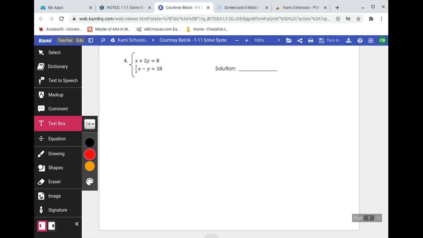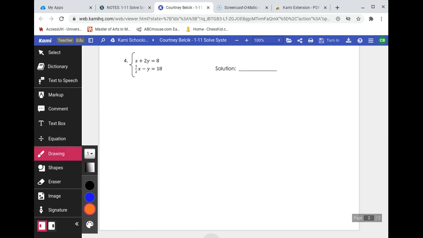Finally, we have example 4. And example 4 has a fraction in it, but it shouldn't be a big deal. So I'm going to help walk you through it, but I'm not going to do the entire thing like I have the other ones. I'm going to give you time to try it out. So step 1 is to solve one equation for a variable. Look at those 2 equations and determine which one and which variable it would be easiest to solve for. I'll give you a second to think.